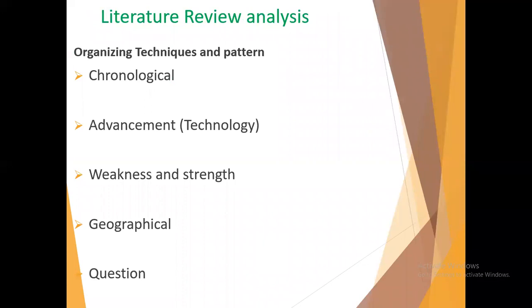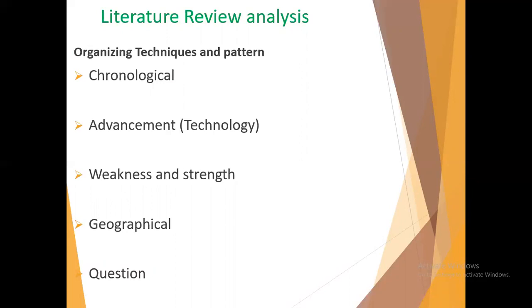Now, this literature review analysis, how do we do the segregation? Suppose you are following 50 articles. Now, which article will you write at the start, which article at the end? In that case, you can write in chronological order, meaning year-wise. Suppose for the most recently published article, you give the reference number 1. Likewise, you can go in a particular chronological order.